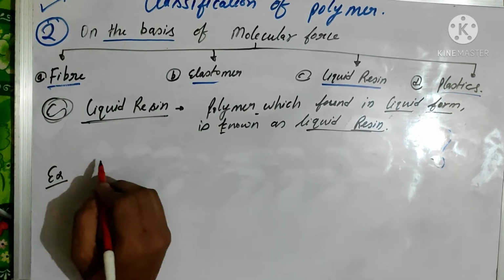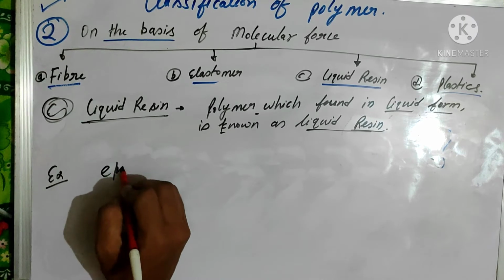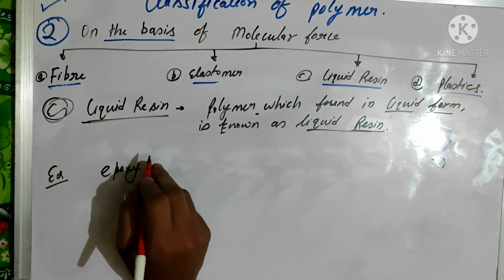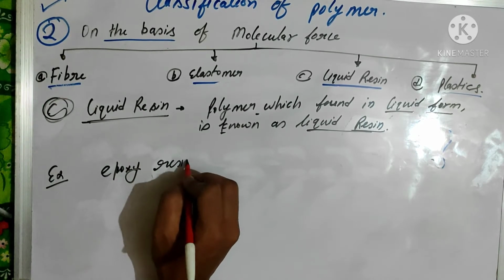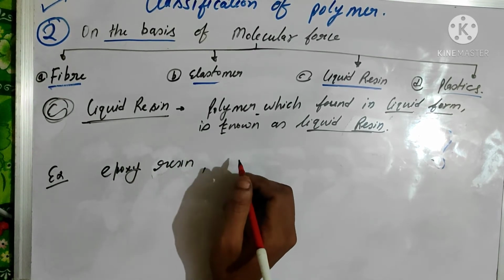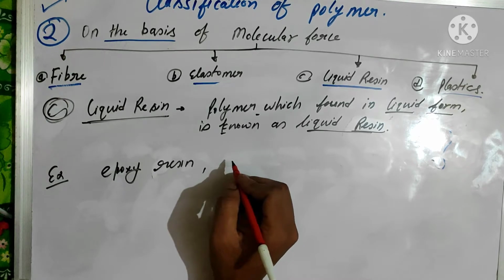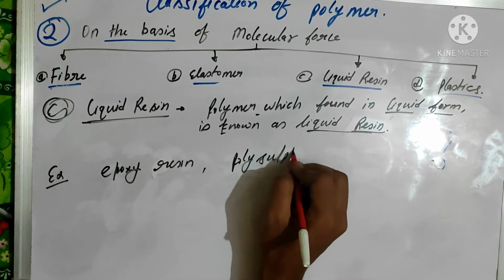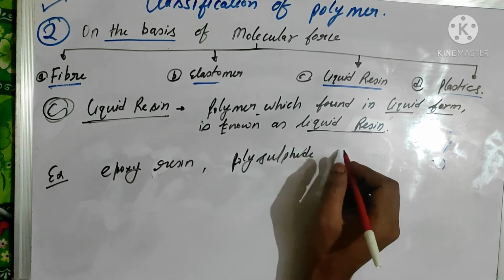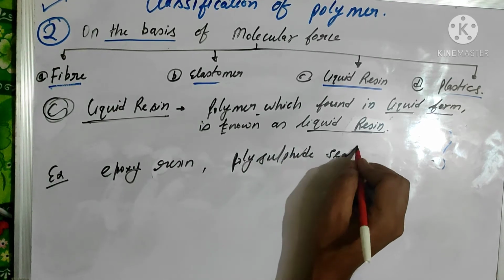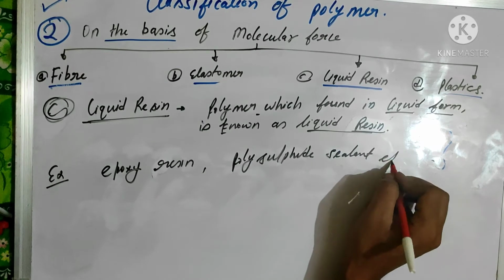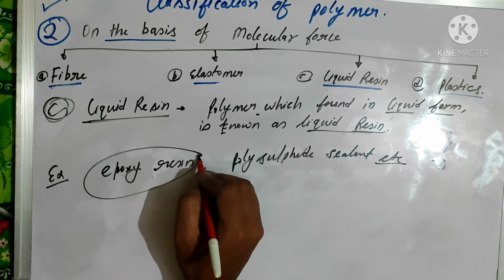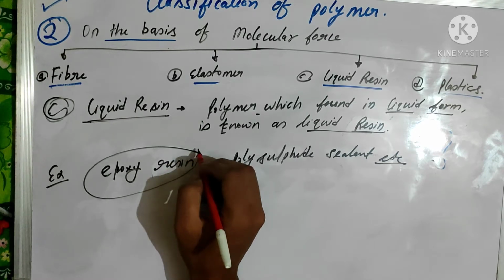Some examples of the liquid resin are epoxy resin, second is polysulfide sealant, and more. Epoxy resin is also found as a liquid resin which is used as an adhesive.